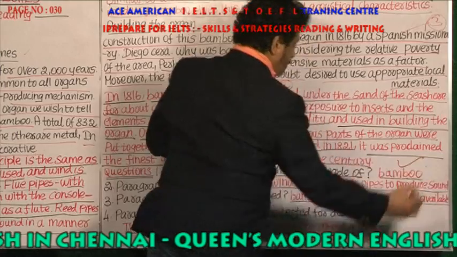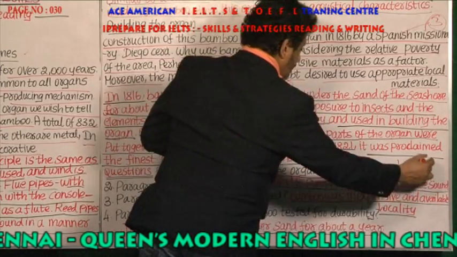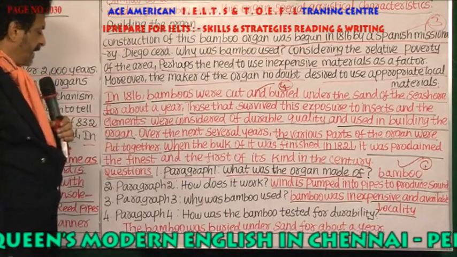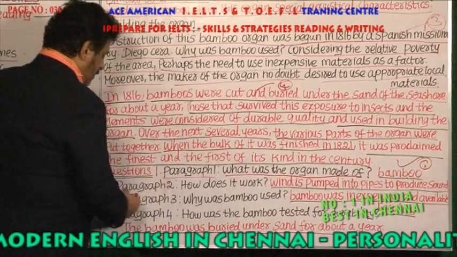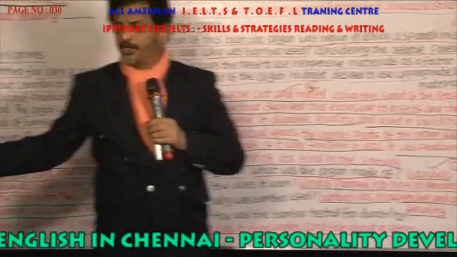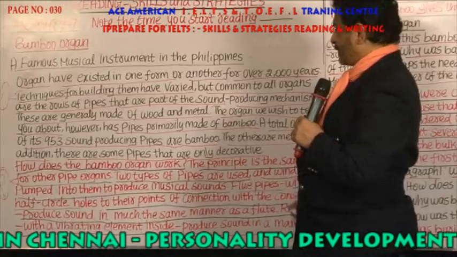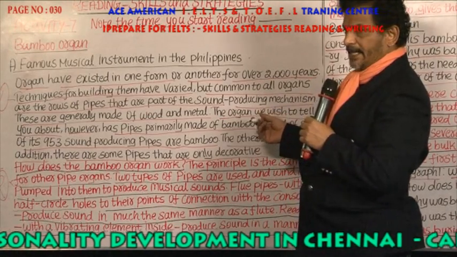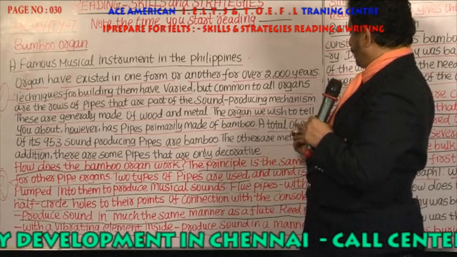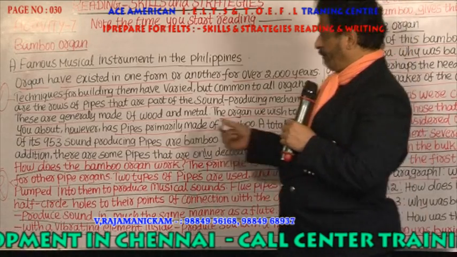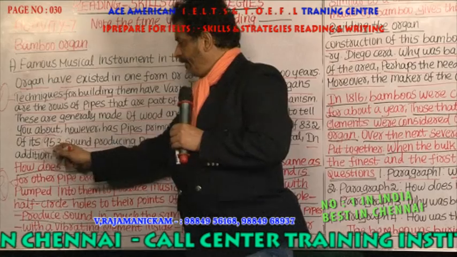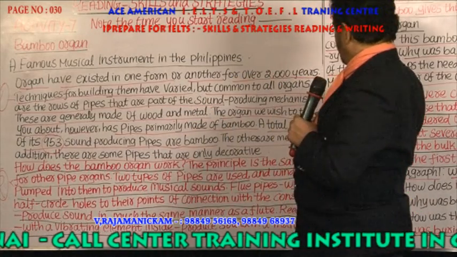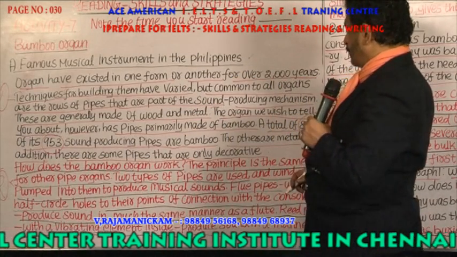Second question, second paragraph. How does it work? What does the second paragraph say about? See, the first paragraph says the organ is made of metal and bamboo: out of 953, 832 are made of bamboos, and the remaining are made for decorative purposes.